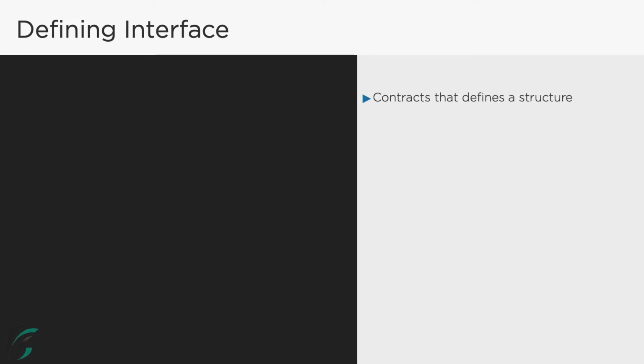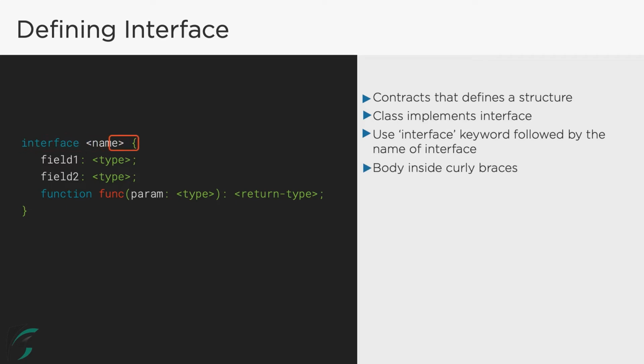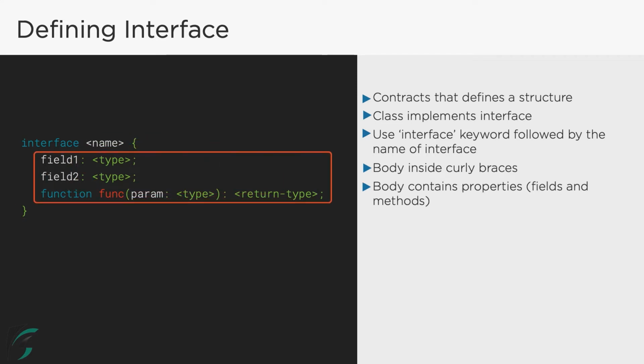Interfaces are basically contracts that define a structure and a syntax which an implementing class should follow. An interface can be implemented by a class. Such classes will be the implementing classes. Now this is the syntax to define an interface. To define an interface, the interface keyword is used, followed by the name of the interface. The body of the interface is surrounded by curly braces, and in the body we define the properties, the fields and the methods. So this was about the syntax of an interface. Let us check out an interface in action.